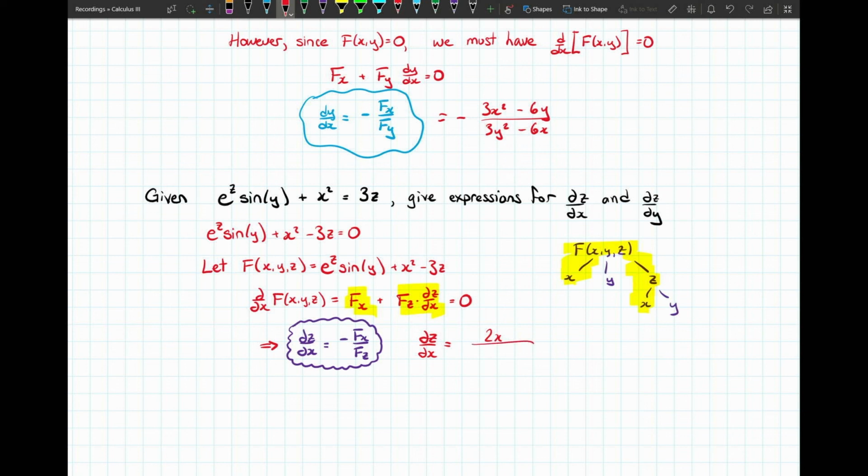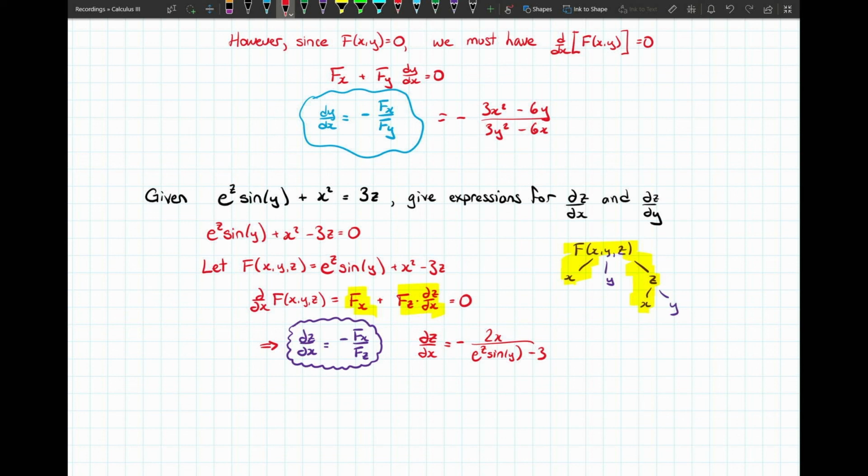And then in the denominator, we're going to be taking a look at the partial derivative with respect to z, treating x and y as constants. So we won't have to worry about this middle term here. The partial derivative of e to the z sine y, treating sine y as a constant, is going to be e to the z sine y. And then the partial derivative of negative 3z with respect to z is just going to be negative 3. Don't forget the minus sign in front.